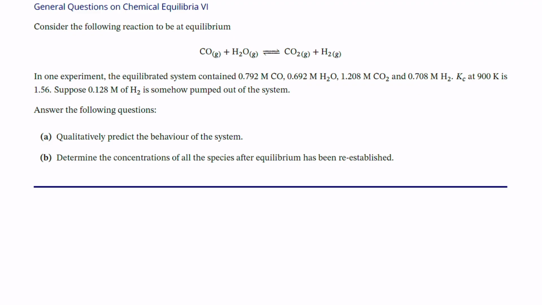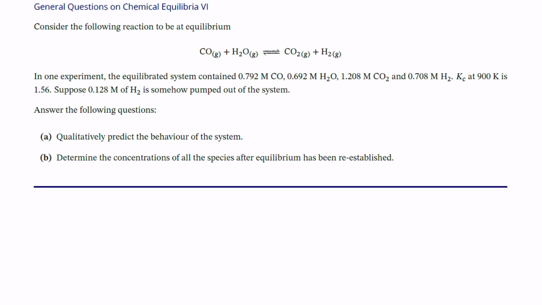Alright, so let's first talk about A. A asks, qualitatively predict what's going on. And what is going on is that we had a loss of product, H2 is a product. So that means our system is going to respond to increase that product concentration again. That's Le Chatelier's principle. Or you can look at the Q, and it will also indicate that. So we expect our equilibrium to shift to the right for the new equilibrium to be established. That means our reactant concentrations decrease and our product concentrations increase.